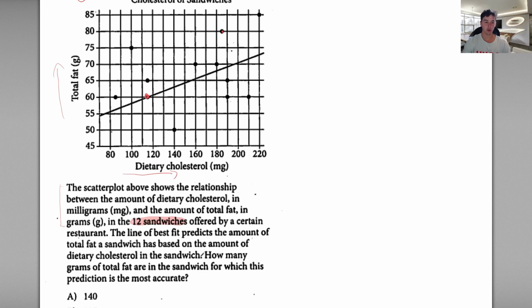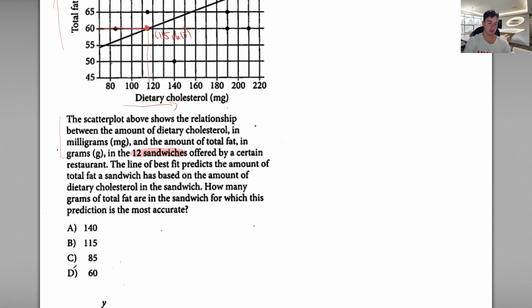So how many grams of total fat? Total fat is the y-axis. So we know it's around 60 total fat, and around, I would say, 115 cholesterol. So this is point 115, 60, but they're asking for the total fat. So 60 is the right answer.